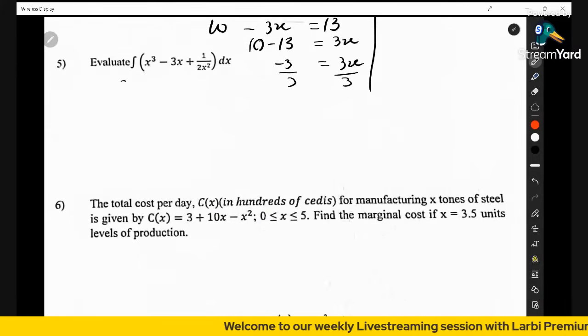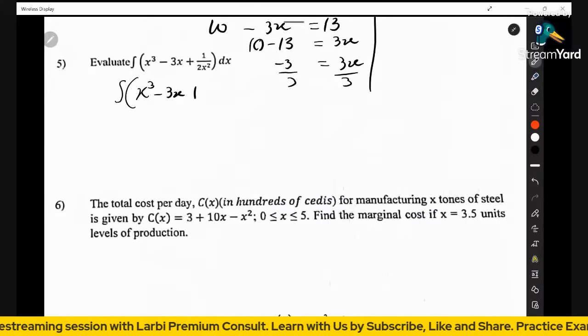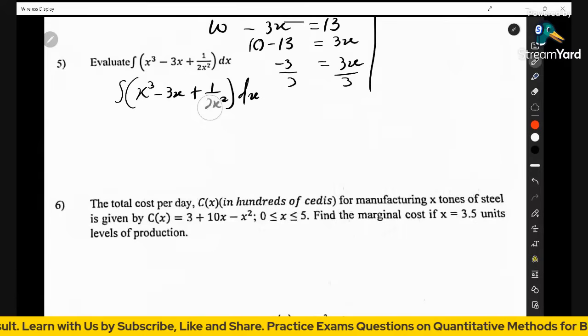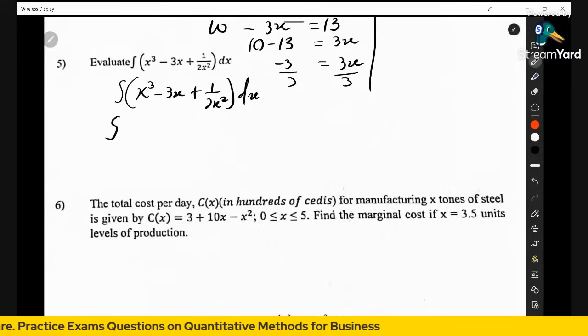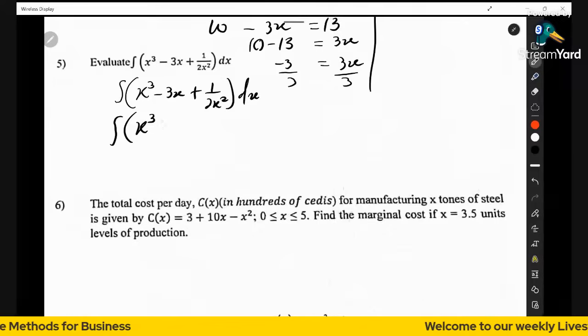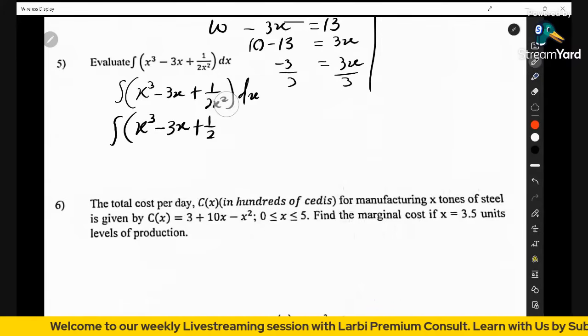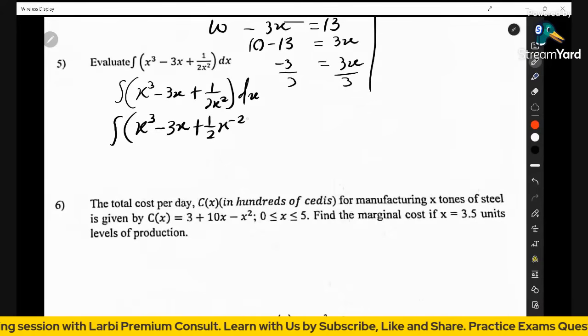We will say that our integral of x cubed minus 3x plus 1 over 2x squared dx. Before we start with the integration, we can write 1 over 2x squared as this. We can say that here becomes x cubed minus 3x, plus 1 over 2, remember, this x squared can also be written as x to the power negative 2, dx.